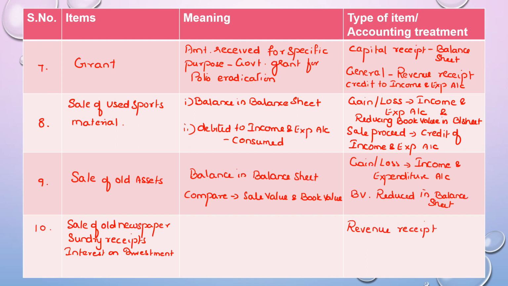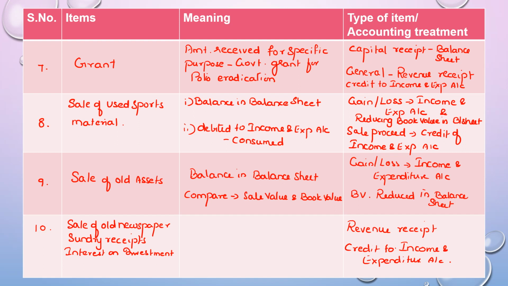So you know the account treatment by now of a revenue receipt. We credit it to the income and expenditure account. So this is how you can have several other receipts. Few examples I've given here. These are going to be credited to the income and expenditure account.